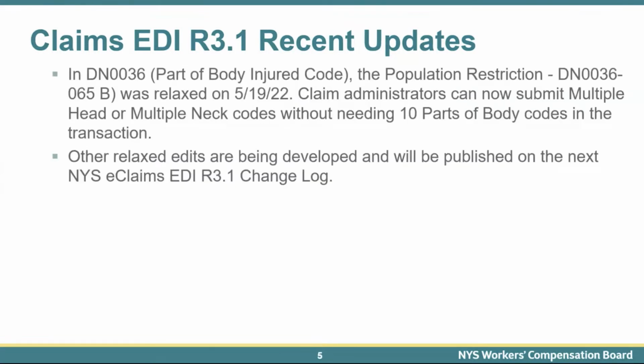For DN0036, which is the part of body injured code, population restriction DN0036-065B was relaxed on May 19th. Claim administrators can now submit multiple head or multiple neck codes without needing to reach that 10 parts of body codes threshold. And we hope to have our next change log published within the next couple of weeks.